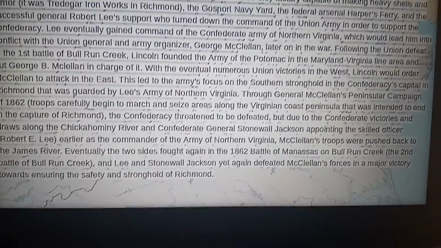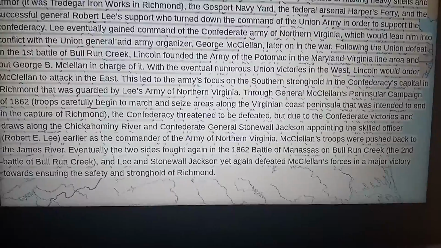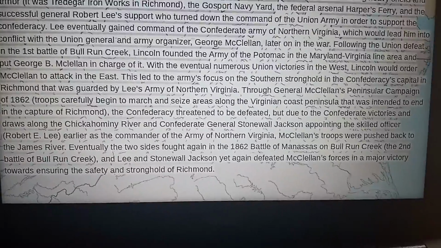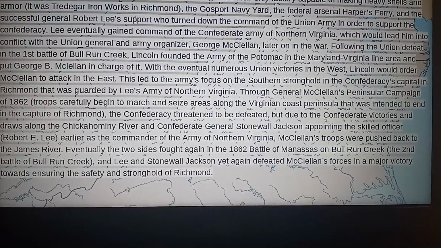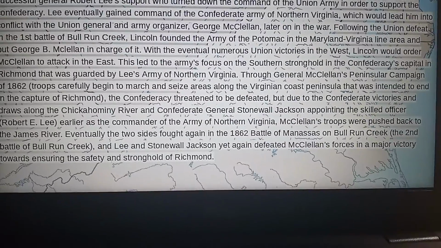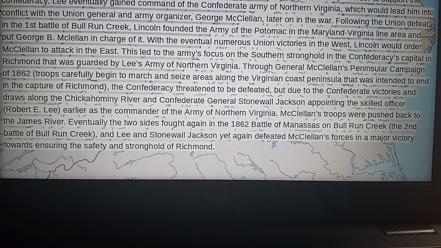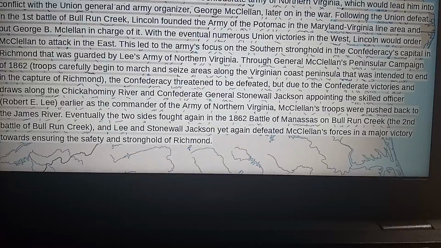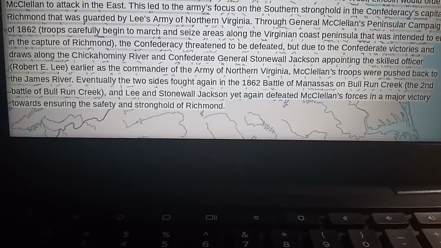Through General McClellan's Peninsular Campaign of 1862, troops carefully began to march and seize areas along the Virginian coast peninsula that was intended to end in the capture of Richmond. The Confederacy threatened to be defeated, but due to the Confederate victories and draws along the Chickahominy River and Confederate General Stonewall Jackson appointing the skilled officer Robert E. Lee earlier as the commander of the Army of Northern Virginia, McClellan's troops were pushed back to the James River.